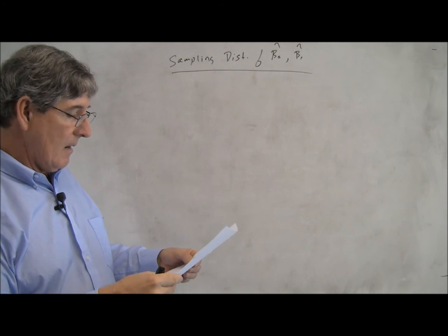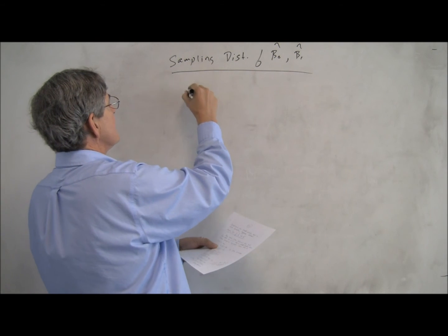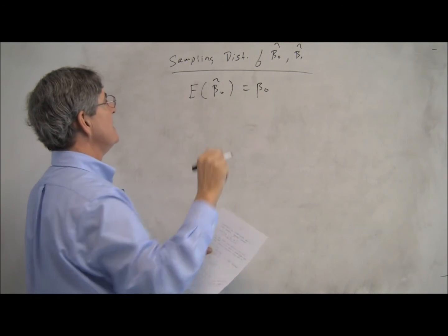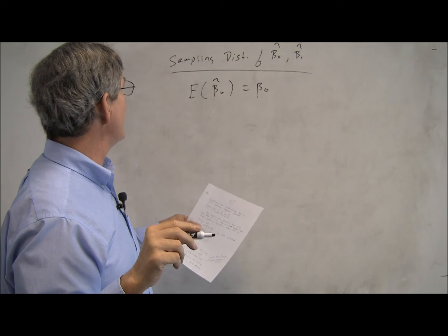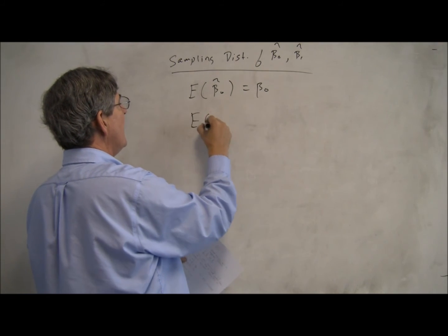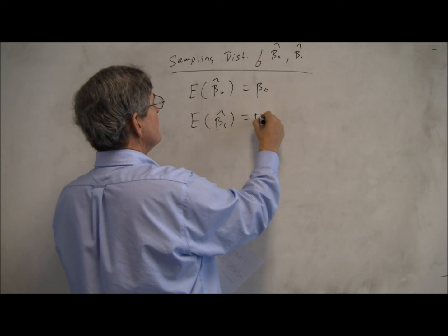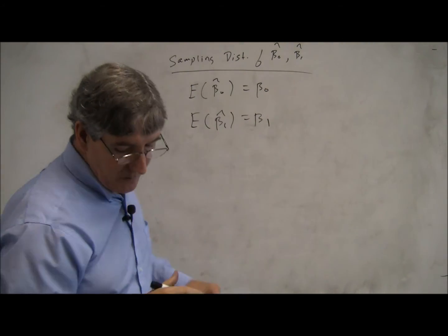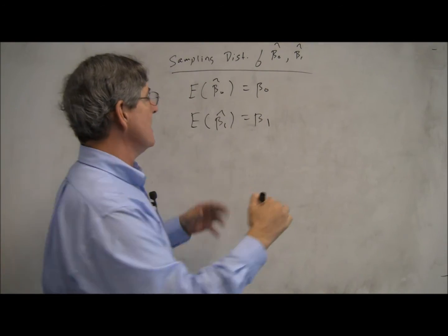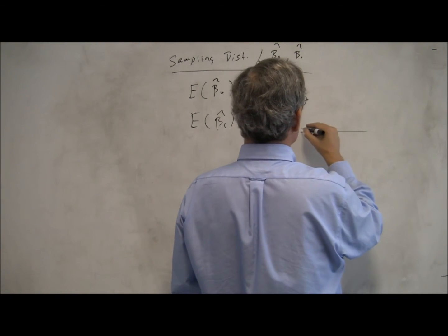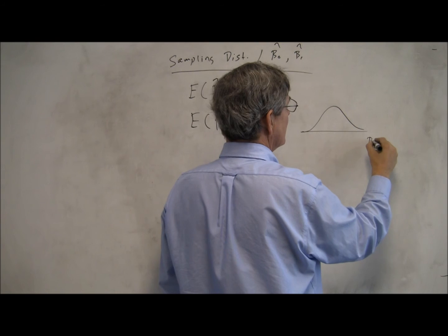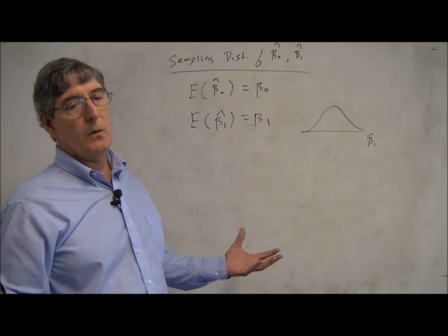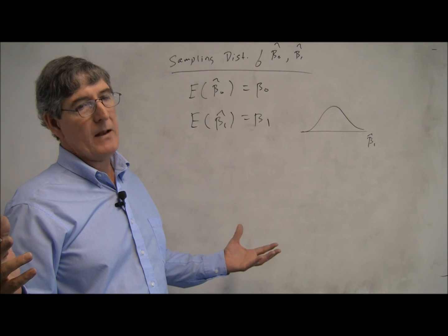The same thing applies. So the first thing we can notice is that the expected value of beta naught hat is beta naught. That also tells you that it has to be consistent. And so we know it's unbiased and consistent. And the expected value of beta 1 hat is beta 1. So they're unbiased. This is the mean of the distribution, and that's what we want. Remember, every time we draw a sample, we'll get a different value for beta 1 hat.